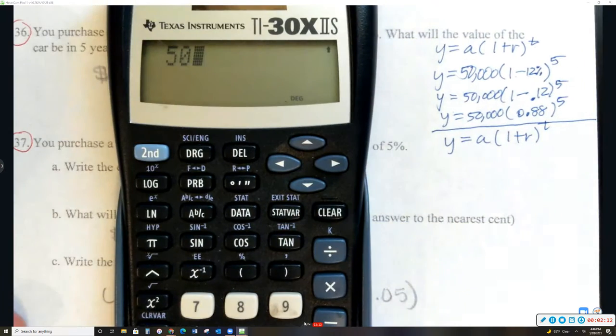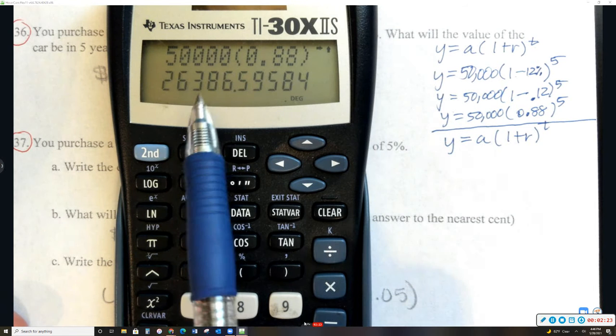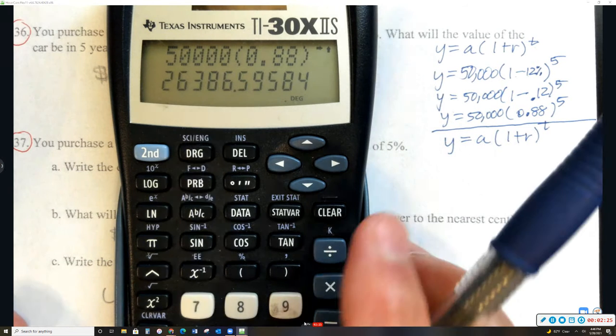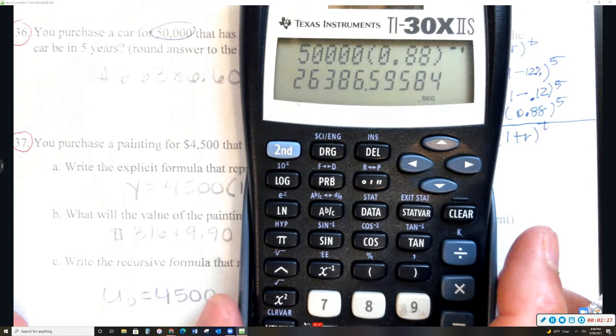50,000, 1, 2, 3, 0.88, and then that was to the 5th power. Right, and that's how you came up with your answer. Right, 2638.